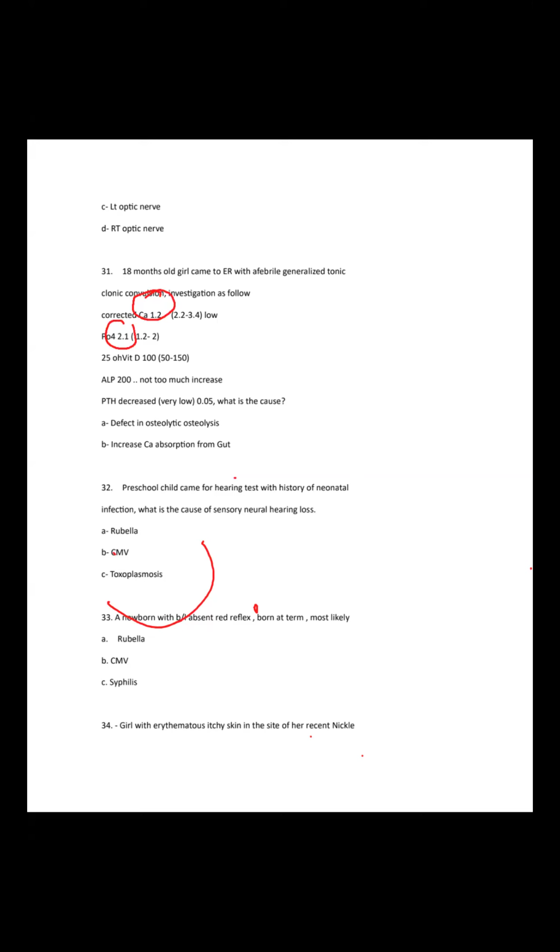25-hydroxy vitamin D is normal. Alkaline phosphatase is not much increased. The PTH level is very low. So what is the cause here? If you don't have PTH, you would not have 1,25 vitamin D. And if 1,25 vitamin D is not there, there will be a defect in osteolysis. The answer would be A, because increased calcium absorption from the gut is mediated by 1,25 hydroxy vitamin D.